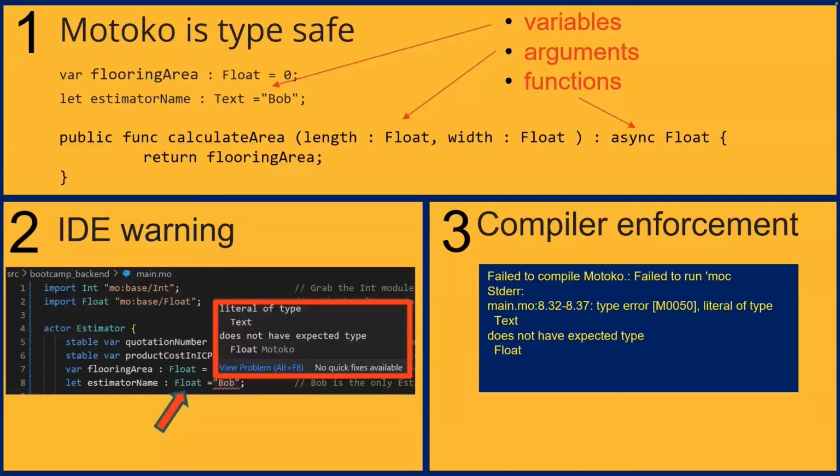We just mentioned that. And if you're using VS Code with the Motoko language service, or if you're using the Motoko Playground, you'll notice that you will get feedback when mismatched types are entered. So for example, here I'm showing that we're going to assign the estimator name the value Bob, but I've declared it as a float. And of course, Bob is not a floating point number. So the integrated development environment will throw a warning saying that text does not have the expected type of float, obviously. Let's say we save the file and compile it. Well, the compiler will then enforce the type safety. It would fail to compile, and it would also throw an error saying that text does not have the expected type float.